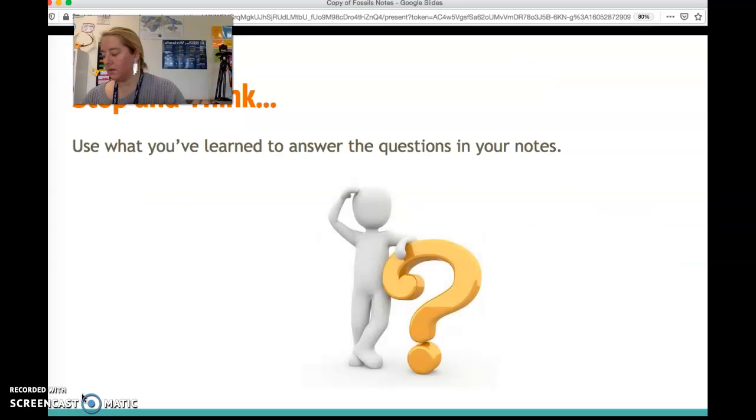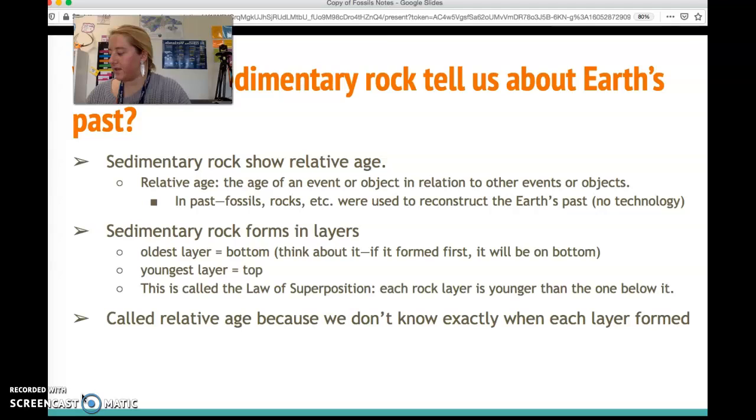But we're going to keep going, so we're not going to stop and think. We're going to keep going again and talk about what does sedimentary rock tell us about the Earth's past.